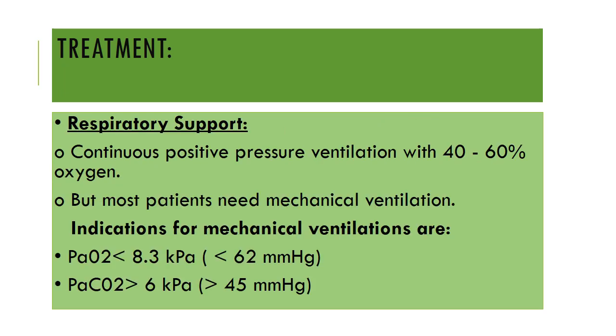No treatment is proven to reverse ARDS, so you have to treat the underlying cause and give supportive therapy. So you have to give respiratory support as well as circulatory support and other drugs like steroids. For respiratory support, the patient needs continuous positive pressure ventilation with 40 to 60% oxygen, but most patients need mechanical ventilation. The indications for mechanical ventilation are if the partial pressure of oxygen is less than 62 mm of mercury, and if the partial pressure of carbon dioxide is more than 45 mm of mercury.